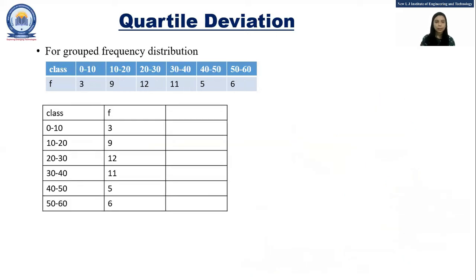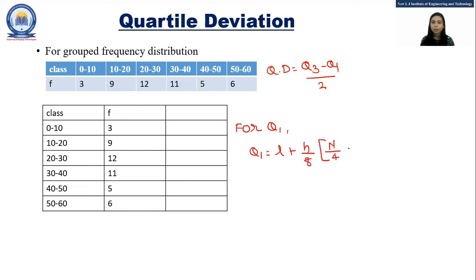Now moving to the next example, which is for the grouped frequency distribution. Here the classes are given, and the quartile deviation is Q3 minus Q1 divided by 2. Let's first find Q1. Q1 is equal to L plus H by F into (N by 4 minus C), where L is the lower limit of the Q1 class, H is the class width of the Q1 class, F is the frequency of the Q1 class, and C is the frequency of the class preceding the Q1 class.